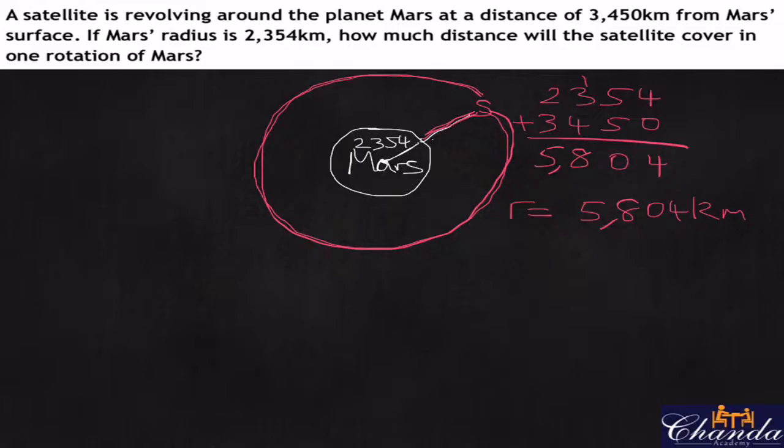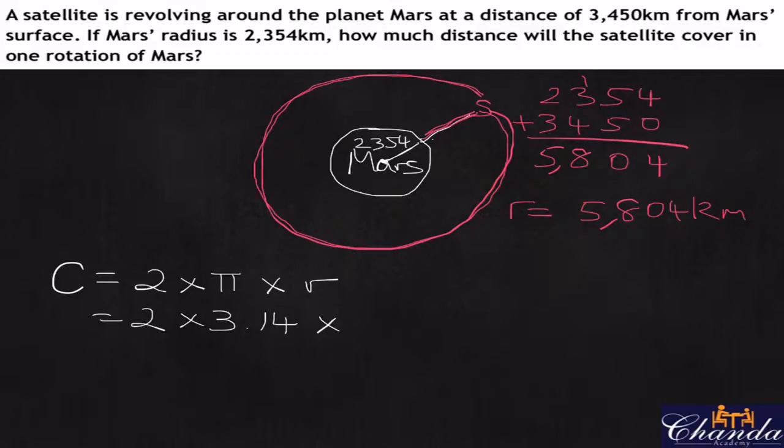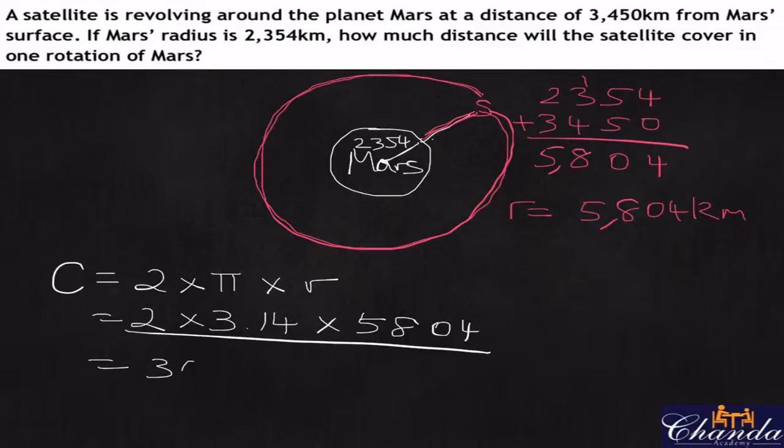So the circumference of a circle, as we know, can be given by 2 times pi times r. So we'll say pi in this case is simply 3.14. And radius, as we know, is 5,804 kilometers. So this whole sum gives us a value of 36,449.12 kilometers.